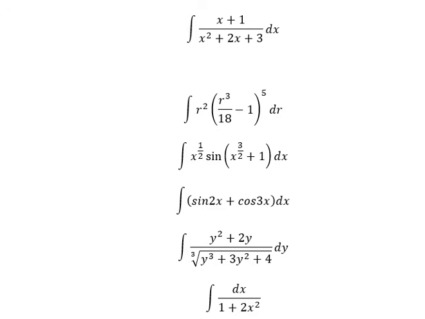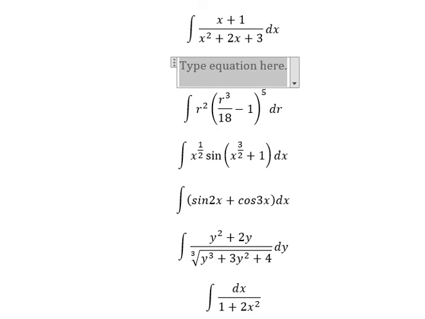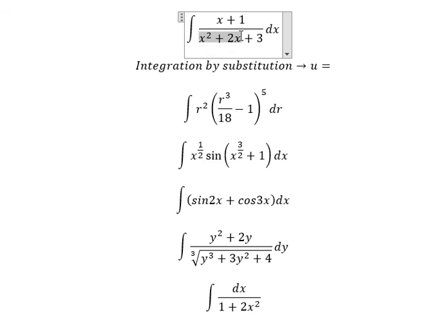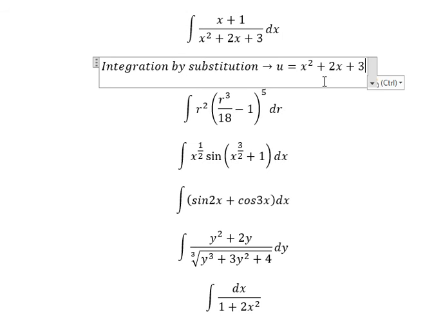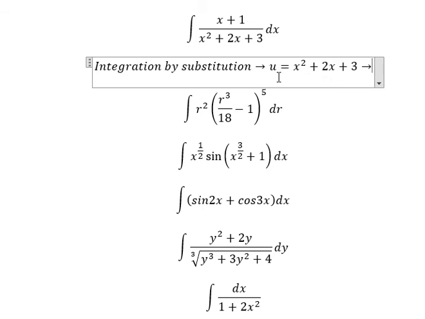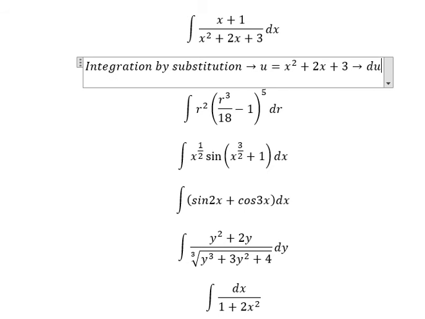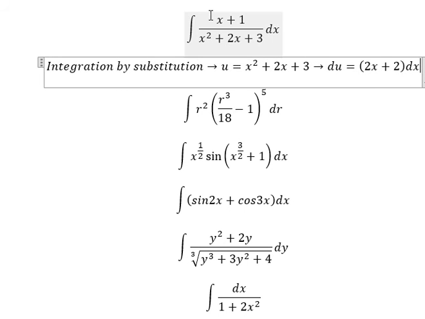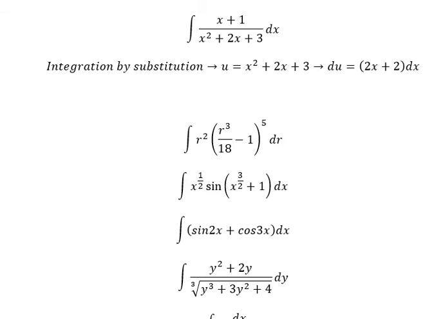Question number 1. We need to use integration by substitution. So we put u equals to this one. We do first the derivative for both sides. Because we don't have number 2 in here, so we divide both sides by 2.